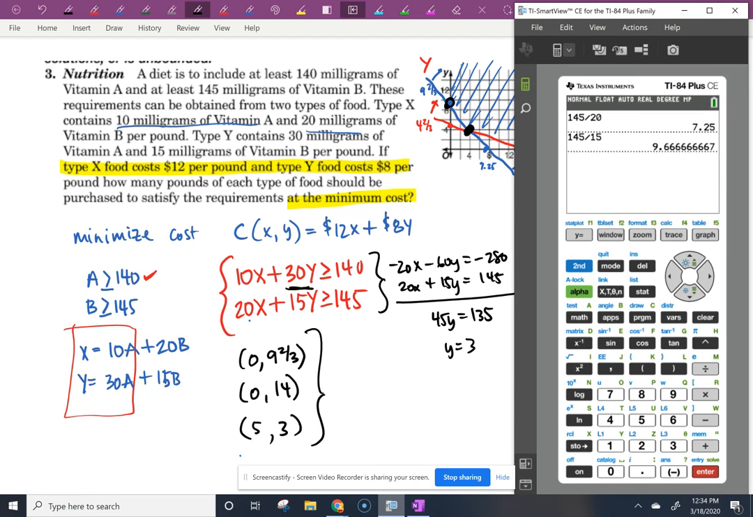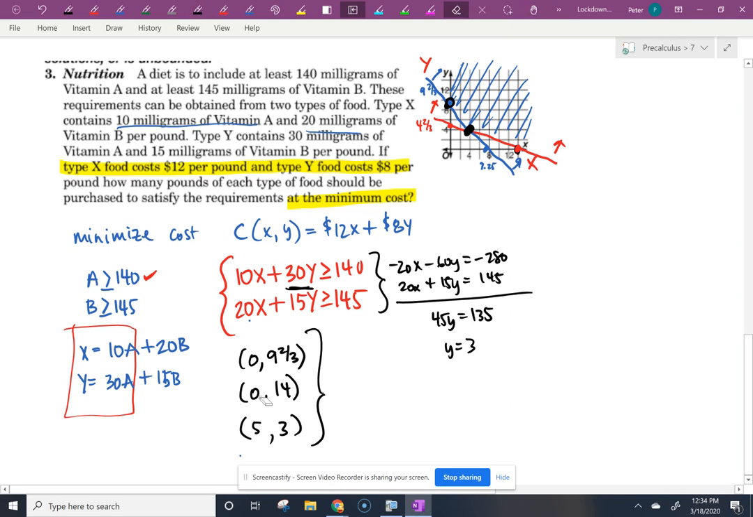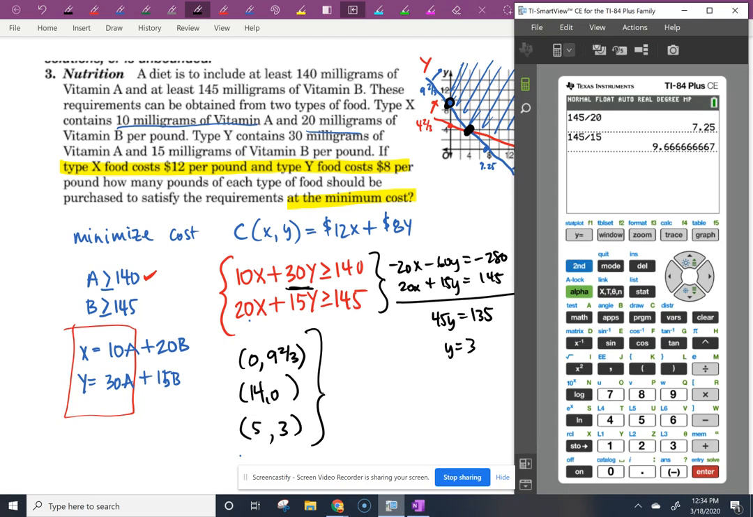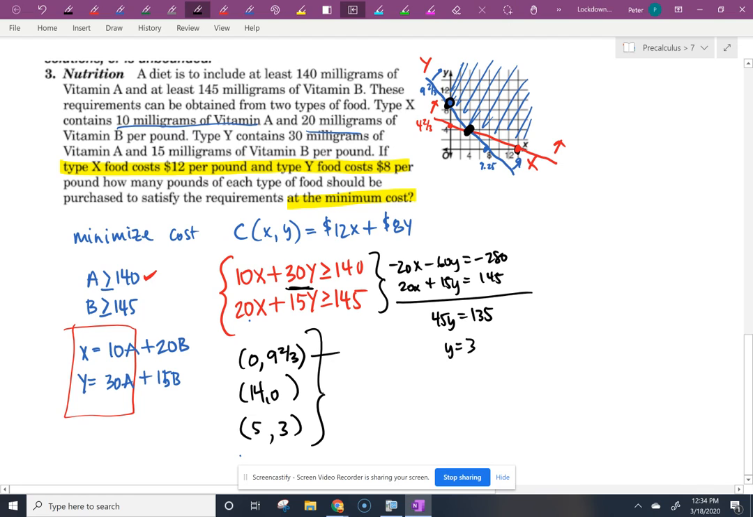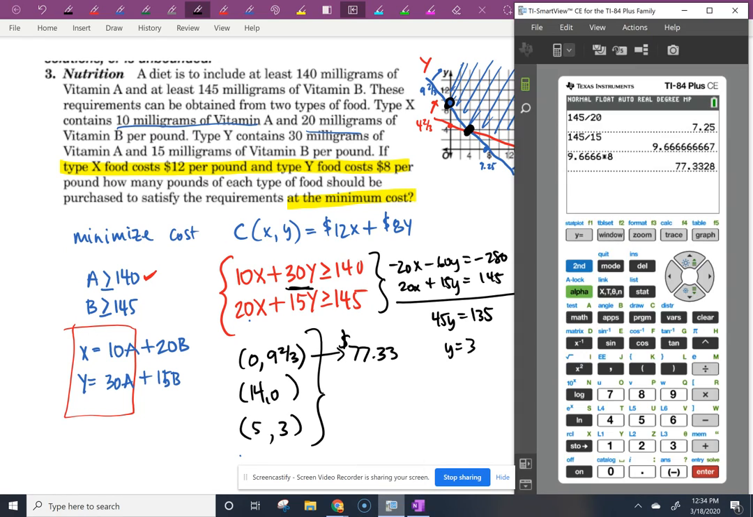Which one minimizes cost? That shouldn't be too bad to do with a calculator. 12 times 0 is nothing, plus, I wrote this other one wrong. This one was (14, 0), not (0, 14). So 9 and 2/3, 9.66666, times 8, the cost there is $77.33. So this setup would cost me $77.33.